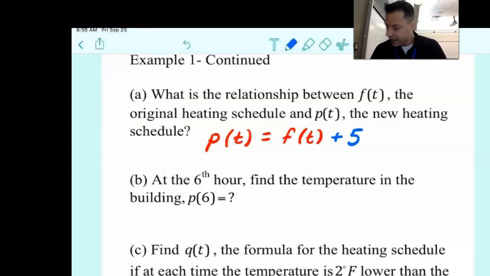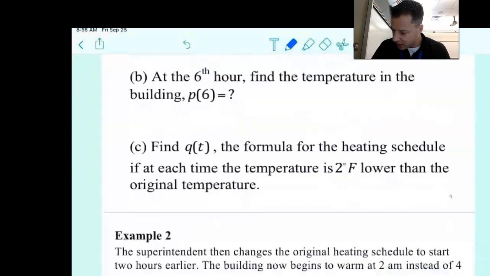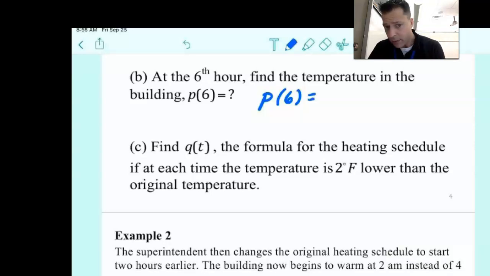Okay, at the 6th hour, find the temperature in the building. In this case they want P of 6, the new function. So P of 6 is going to equal F of T plus that 5 degrees. So P of 6 is going to equal F of 6 plus 5 degrees.